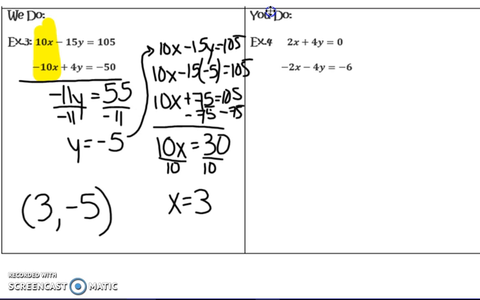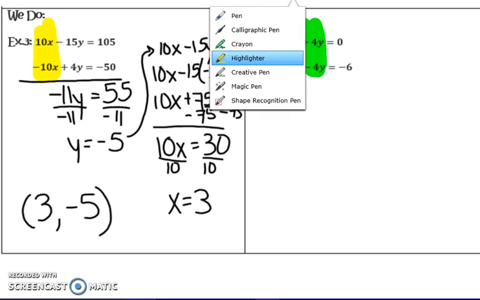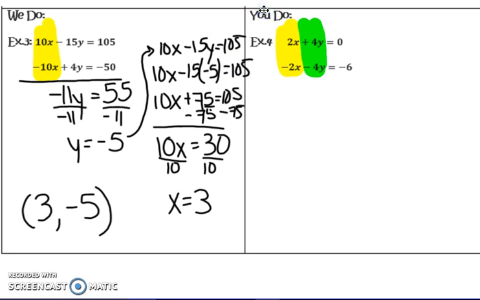If we look at example 4, both my equations are already in standard form. So now we want to look and see what we can eliminate. Well, 2x and negative 2x are opposites, so they will cancel. But also in this case, positive 4 and negative 4 are opposites, so they're going to cancel. Well, if I cancel my x's and I cancel my y's, that means there's nothing left on my left side of my equation. So I'm going to put a 0.